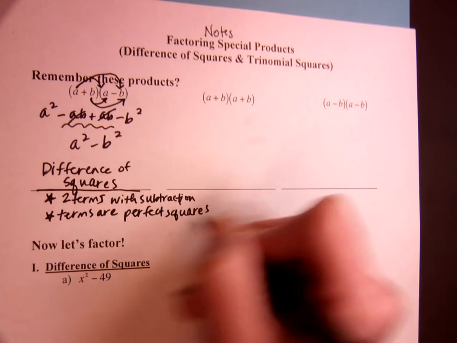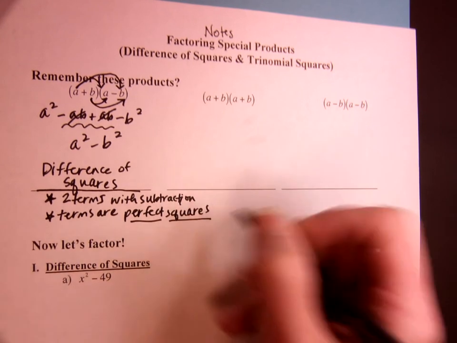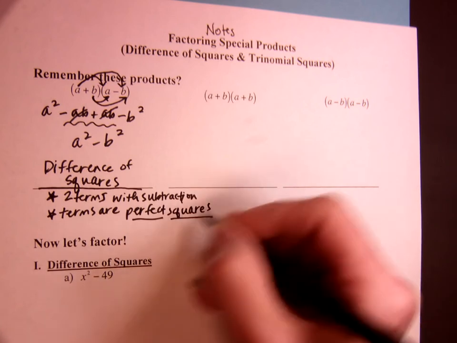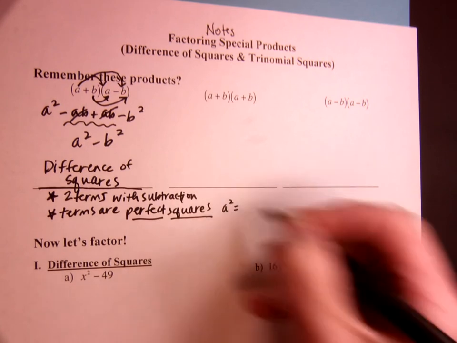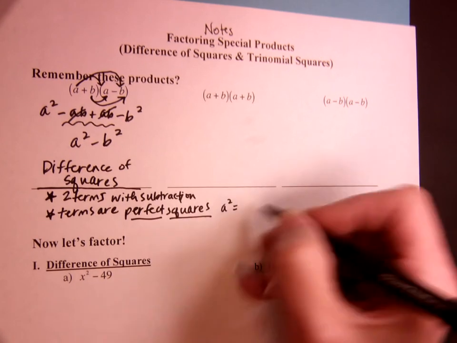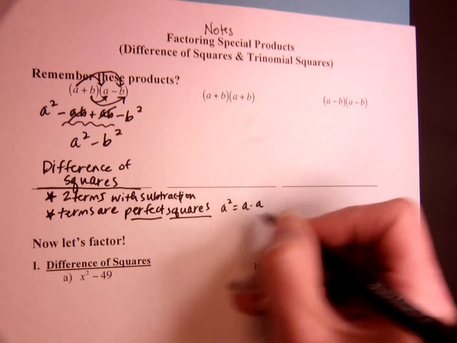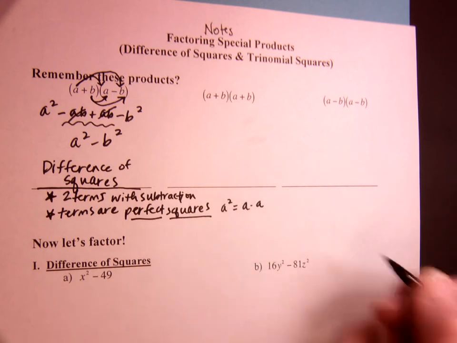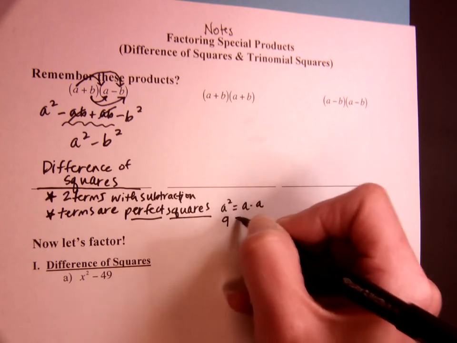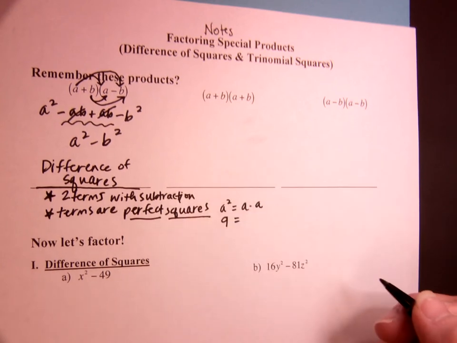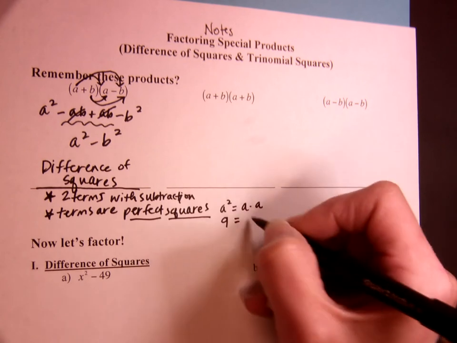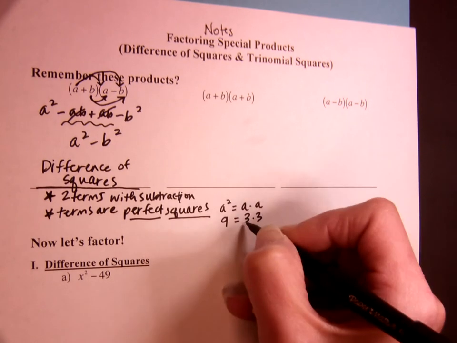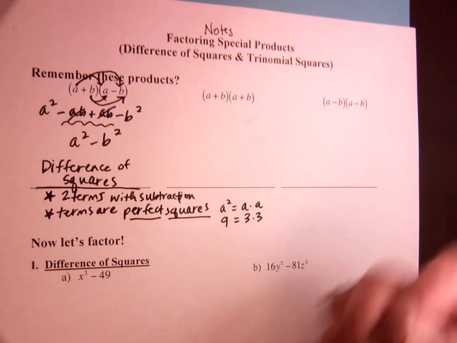Let's understand what perfect squares are. Okay? a squared, I'm telling you, is a perfect square. What multiplies to a squared? a times a. The a multiplied by itself is a squared. If I was to tell you that 9 was a perfect square, what two numbers make up 9? 3 and 3. So it's the same. It's 3 multiplied by itself gives you 9. That 9 is a perfect square.